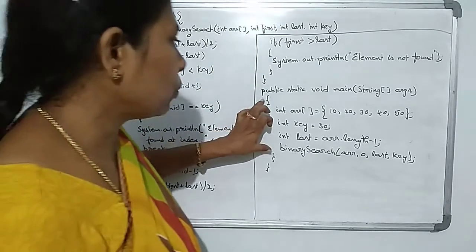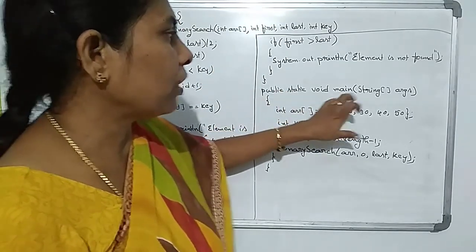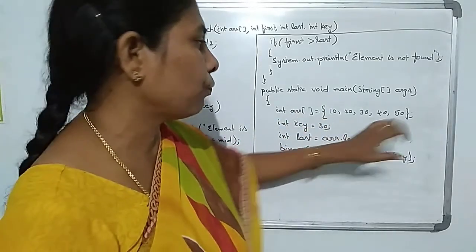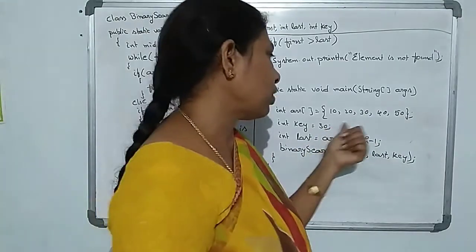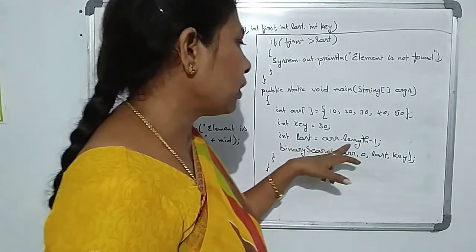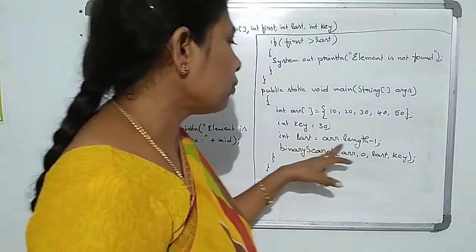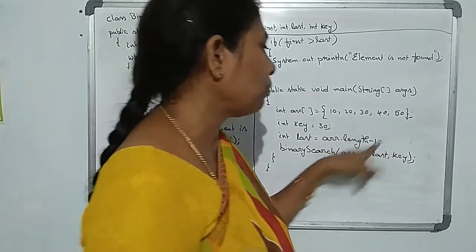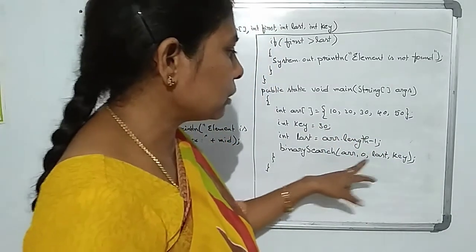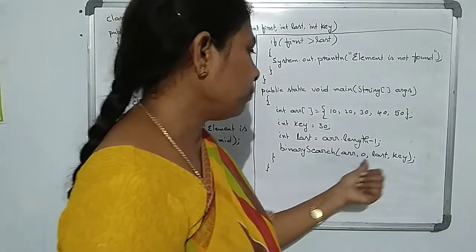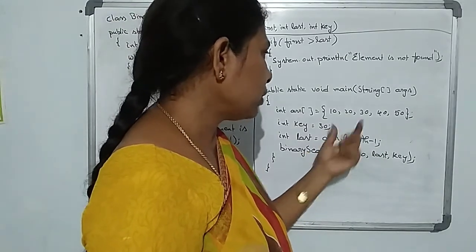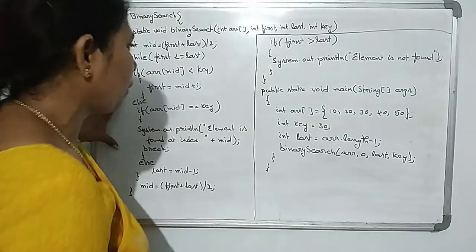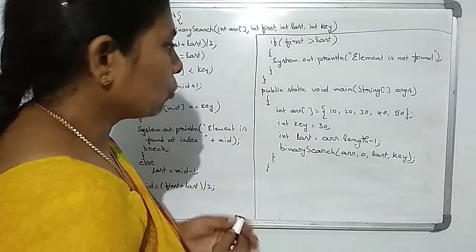Now I will go to the main function, public static void main. In that I am taking an array that contains 5 elements: 10, 20, 30, 40, 50. I am assigning the key value 30. Last equals array dot length minus 1. Last equals array length minus 1 means I am starting the array from the 0th location, so 0 to n minus 1. Then binarySearch with array, 0, last, key. That means array, 0, last which is 4, and key value 30 are passed to binary search and it will be applied. In that way you can do the process.